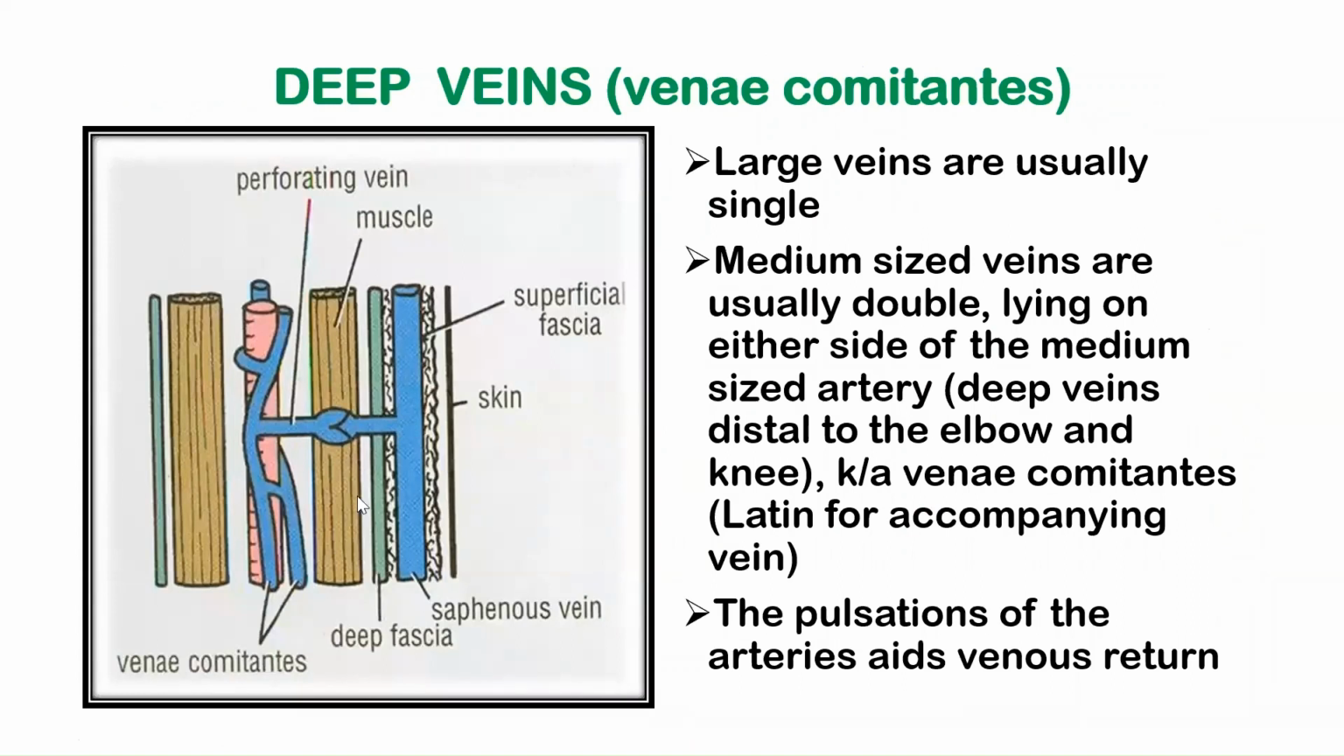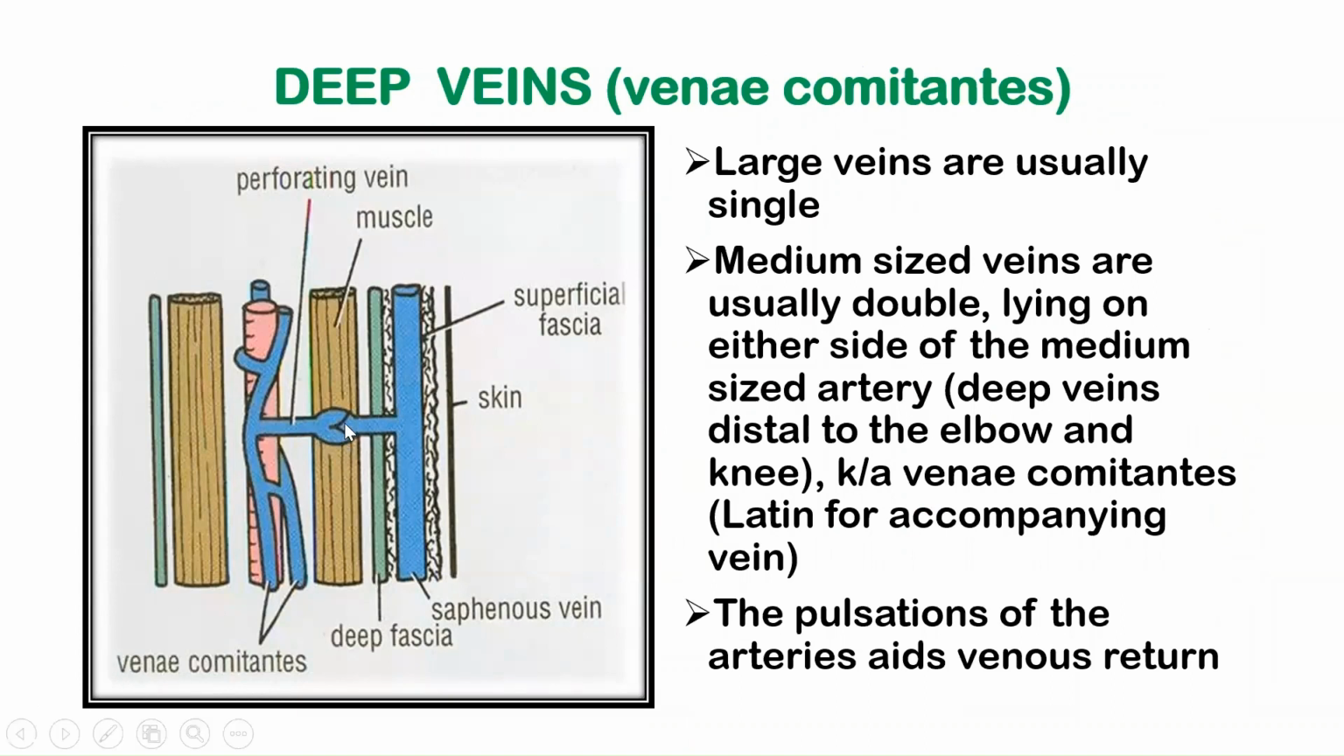The medium-sized veins are usually double and in the form of a pair lying on either side of the medium-sized arteries. They are known as the vena comitantes, the term meaning accompanying vein. The pulsations of the arteries aid in venous return.